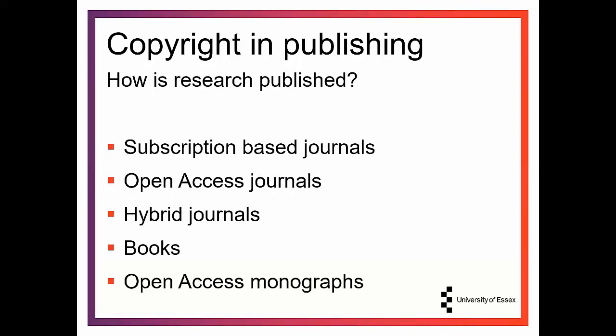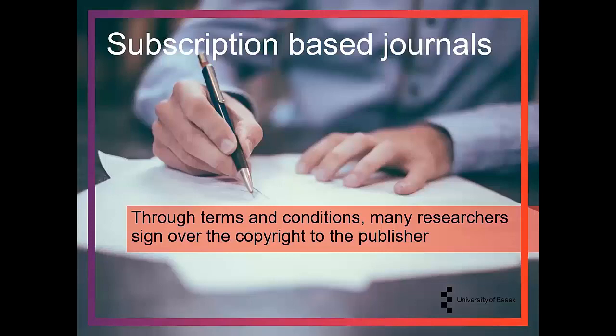When we're thinking about copyright in publishing, the way your research is published affects the copyright considerations you need to make. There are lots of different ways to publish research, but here we're going to focus on subscription-based journals, open access journals, hybrid journals, books, and open access monographs. A subscription-based journal is a journal where published work sits behind a paywall. That means anyone who wants to read the work has to either pay to access it or be affiliated with an organization that pays to access it.